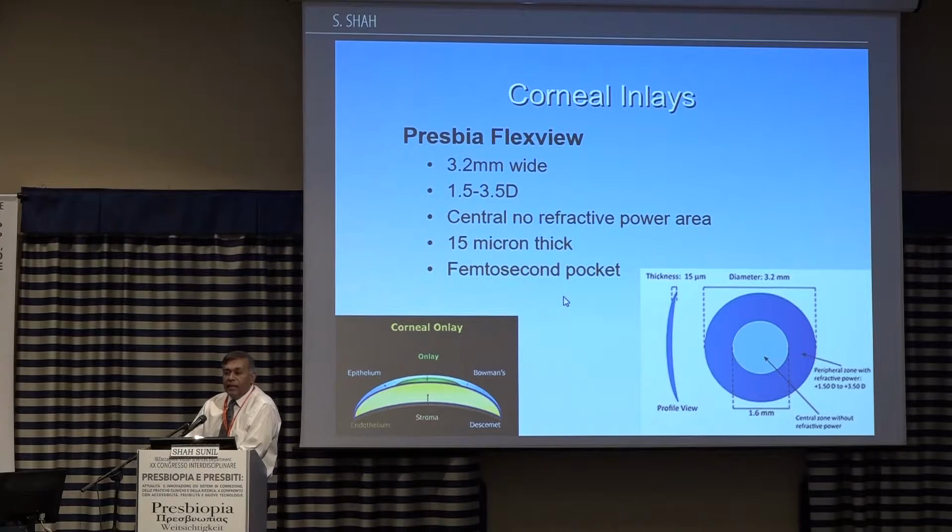So there are other types of inlays. One of these is called the Presbia Flexivue. This is a device which is 3.2 millimeters wide. All of these are quite small, and they're quite tricky to handle. This one's also 15 microns thick, but it comes in a variety of powers. Depending on the age of the patient, you can put in either a 1.5 add or a 3.5 add, or something in between. So you have to think about this a little bit as to where you want to leave them, and whether you're prepared to do further surgery for these patients in the future.